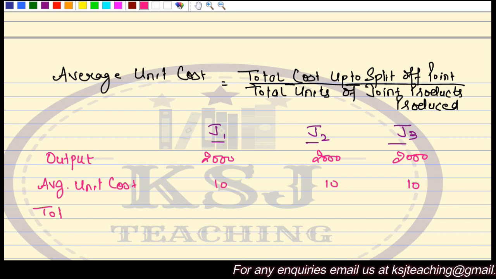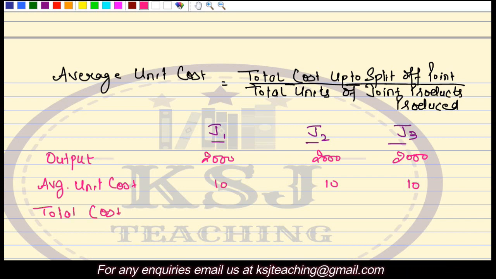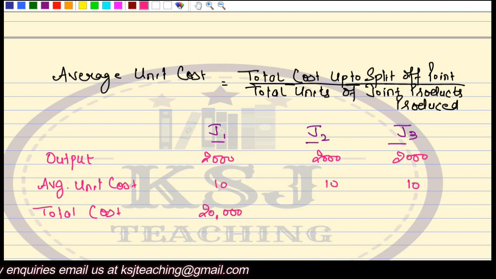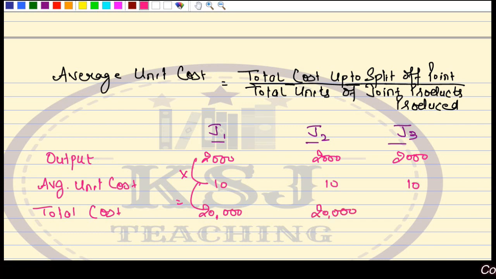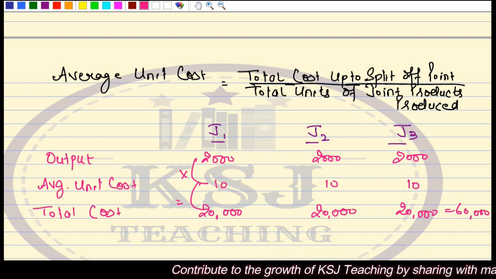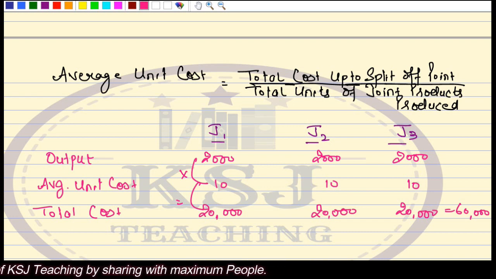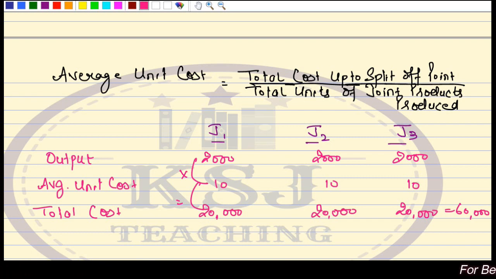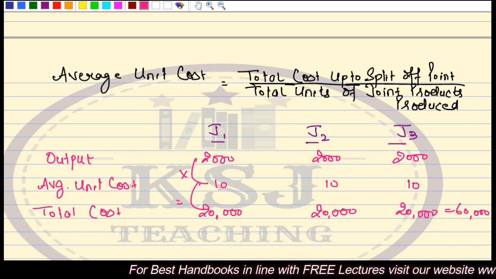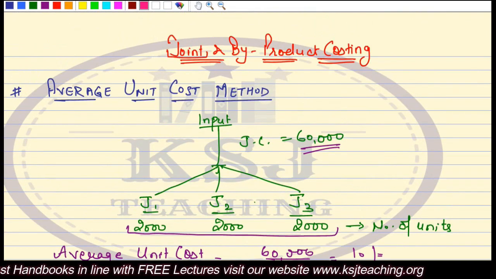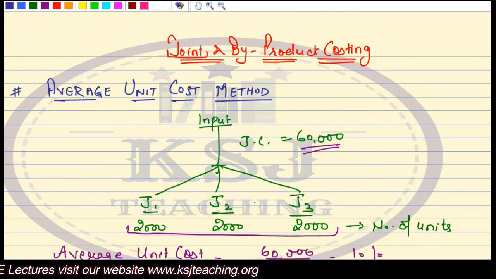So what is my total cost? That is 20,000, right? This multiplied by this equals this, right? Similarly, 20,000 and 20,000. So the total joint cost of 60,000 has been distributed among the 3 products on the basis of the average unit cost. On an average, what is the cost of one unit? Clear? So this is another method of distributing the joint cost between the various joint products.